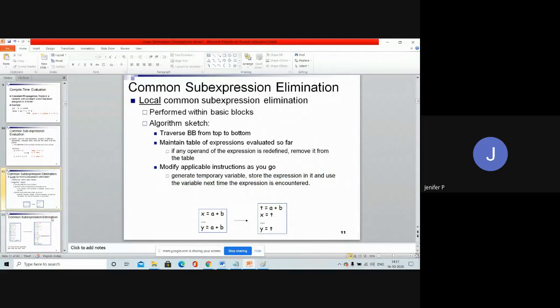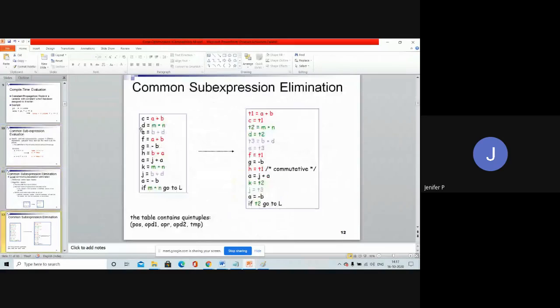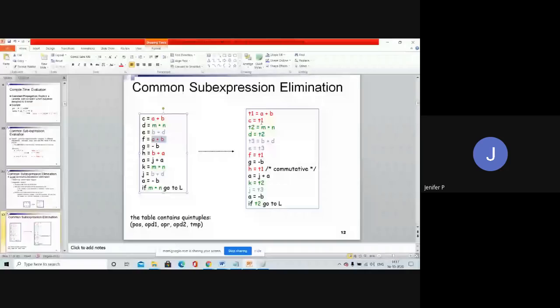Beyond this simple example, take a bigger example. Here, what have they done? It is common: C is equal to A plus B. Likewise, they are calculating A plus B again for F also, right? So consider C and F. Here also A plus B, here also A plus B. Between these, there is no redefinition of A plus B. In that case, there is no need to find A plus B again. Instead, we can put the value of A plus B in some variable and just assign C equal to T1, likewise F is equal to T1. So this is what we call common sub-expression elimination.